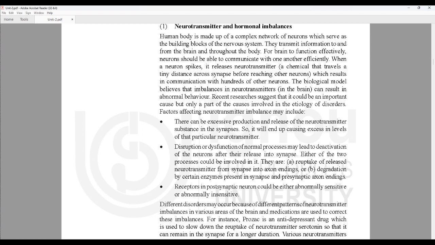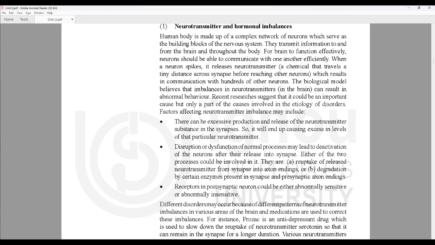The biological model believes that imbalances in neurotransmitters in the brain can result in abnormal behavior. Recent research suggests that it could be an important cause but only a part of the causes involved in the etiology of disorders. Factors affecting neurotransmitter imbalance may include excessive production and release of the neurotransmitter substance in the synapses, so it will end up causing excess levels of that particular neurotransmitter.